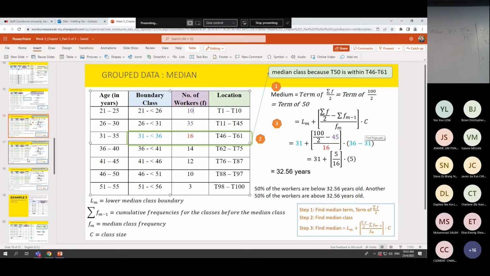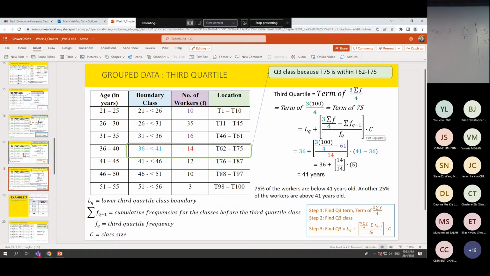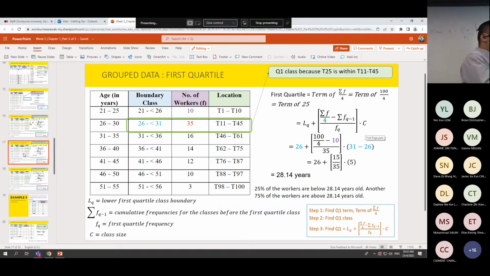Okay, then Q1. Q1 means the first quarter, or 25%. So for Q1, it's also the same. Make sure that the classes are already arranged in the boundary form. No more gap in between 2 classes. That's the first step. The second step is to identify the location of Q1. What is the formula now? The formula is total F divided by 4. No plus 1. Don't put plus 1. It's total F divided by 4. Divided by 4 is because it's one quarter.